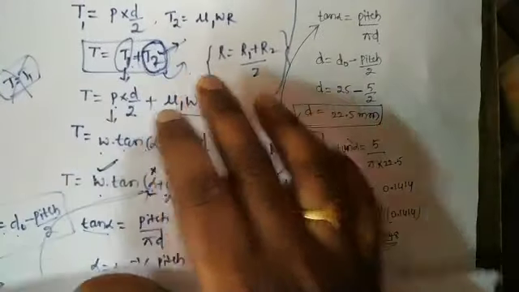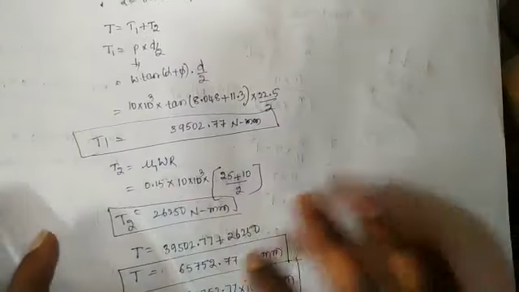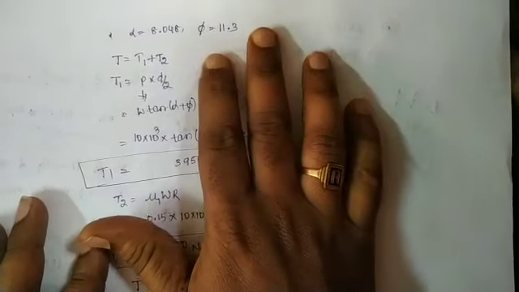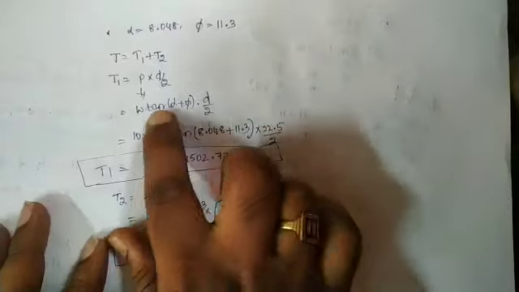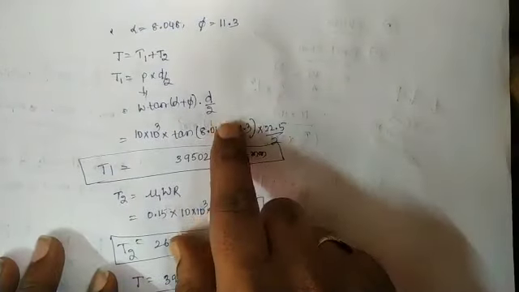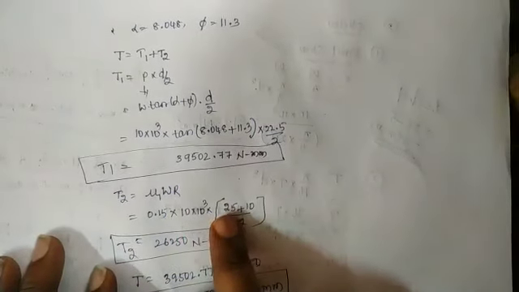By using the tan alpha formula, and next tan phi equal to mu, from those relations calculate alpha and phi, where phi equal to 11.3. Then substitute in the T1 formula, so we get the answer 39502.77 Newton mm.